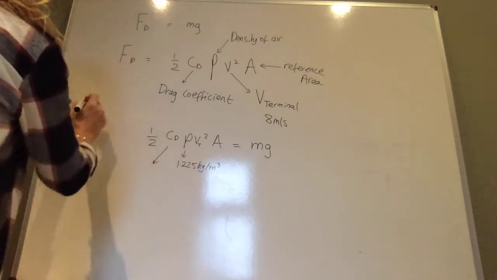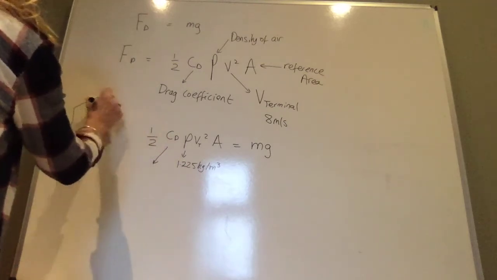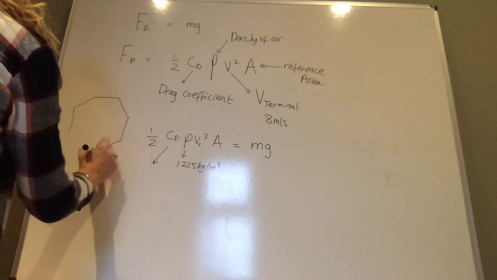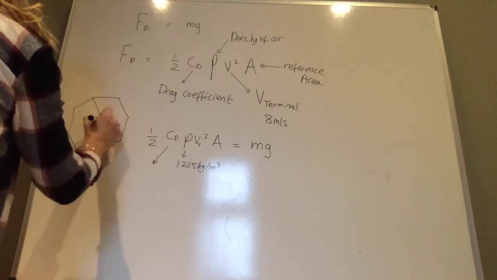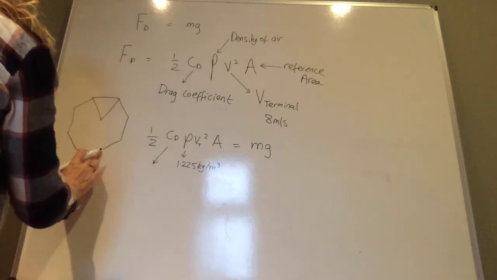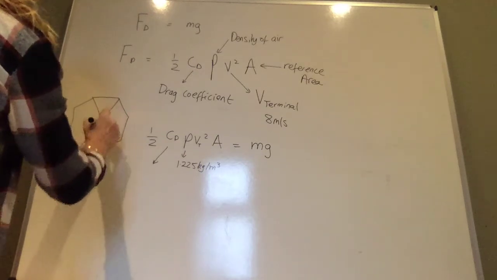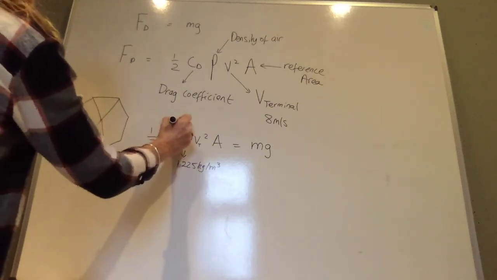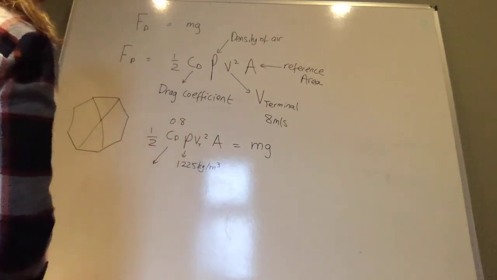For a flat hemispherical, not a hemispherical parachute, I think actually for a hexagon, that's not a hexagon at the moment, that's an octagon, but for a hexagon, CD is around 0.8, okay?